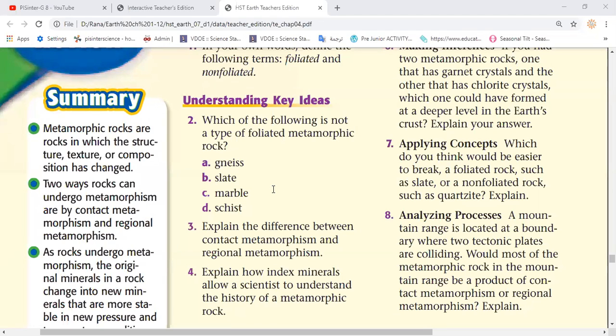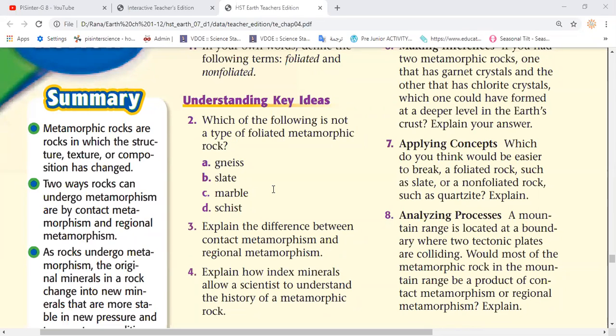Explain how index minerals allow scientists to understand the history of metamorphic rock. Yes, Lujayna? Yes, Lujayna Ayman. Okay. Index minerals are used to estimate temperature, pressure, and depth at which the rock undergoes metamorphism. Excellent. So index minerals give an idea about what the environment looked like where the metamorphic rock was formed. They help to estimate how much the temperature is, how much the depth is, and how much the pressure is.